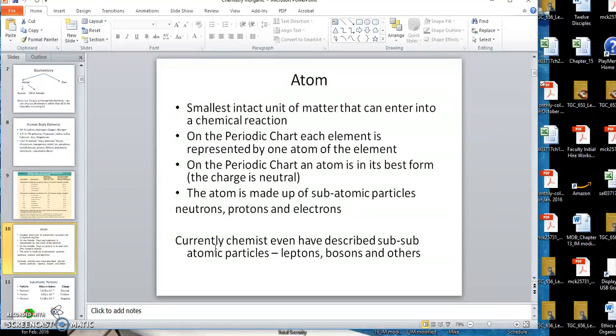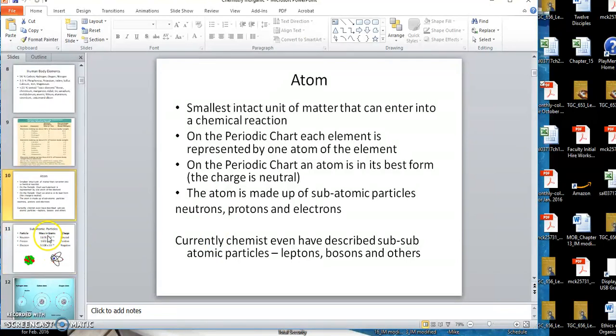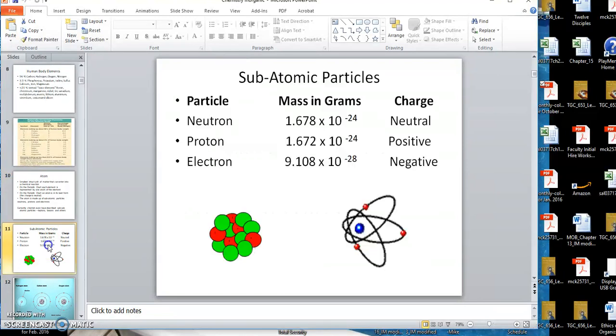Scientists have even come up with subatomic particles, but I won't really get into that. I'll just mention them, but that's beyond the scope of this particular course. When we look at the subatomic particles, I want you to glance at that we have neutrons, protons, and electrons.